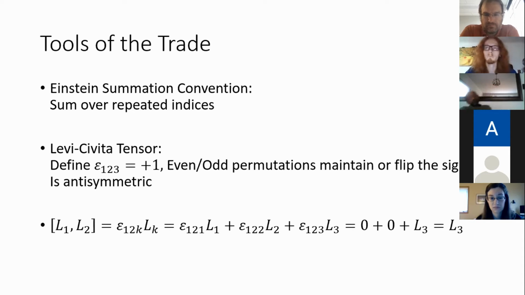An example of combining these together would be if I take the commutation relation between the x and y components of the angular momentum. I write it down here in full, and we see that we have epsilon 1, 2, k, and then L sub k. So that index is repeated, meaning we need to sum over it. So we have epsilon 1, 2, 1, L1, and so on and so forth. But those first two terms, again, because the Levi-Civita tensor is antisymmetric, vanish, and we're left with only the last one, which is what we expect.